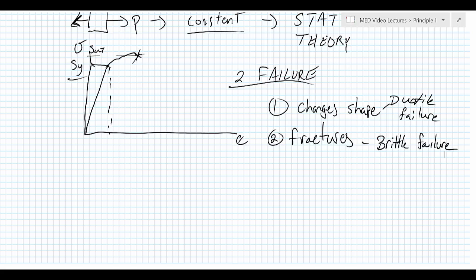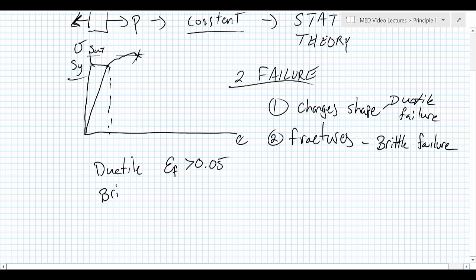So the difference between a ductile and a brittle material is how much strain it takes. A ductile material will begin to fail when the strain which causes that failure is greater than about 5%, so about 5% strain. A brittle material fails with that fracturing behavior at under 5%. So the strain that causes failure is equal to or less than 5%.